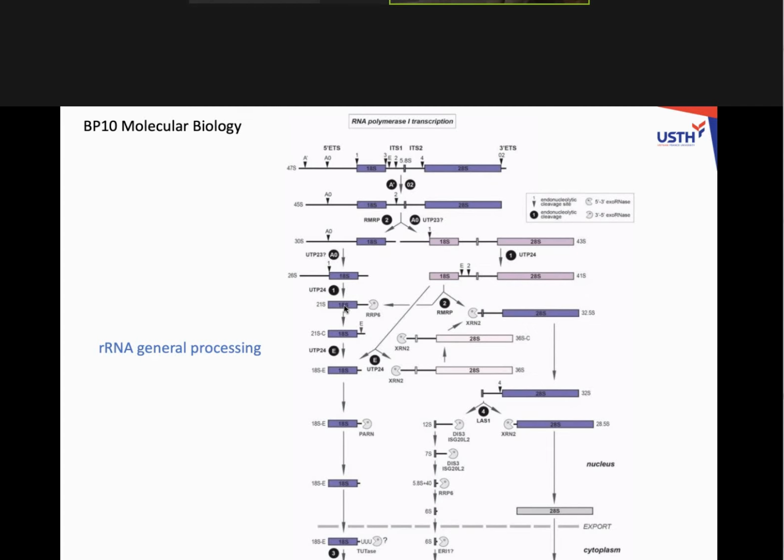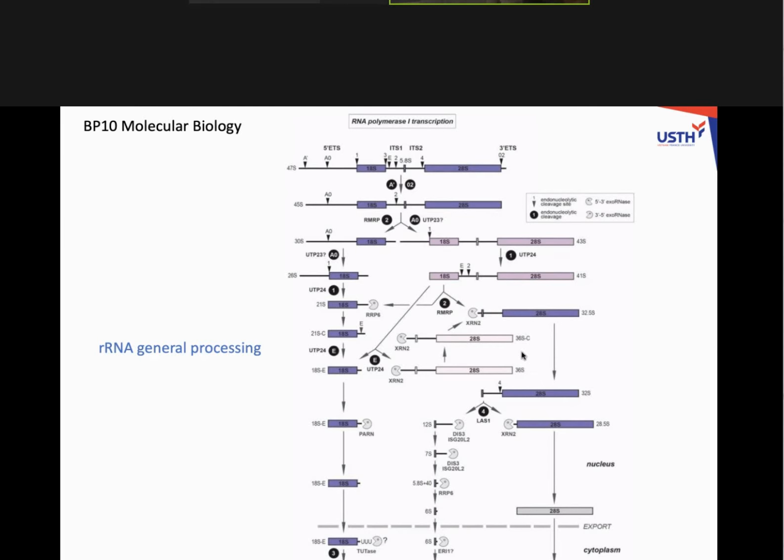For example, from here, there is this one enzyme that is going to remove the 3' part of this precursor of the 18S RNA, and so on and so on. You see there is also exonuclease activity that is required for this step, and also for the 5.8S.